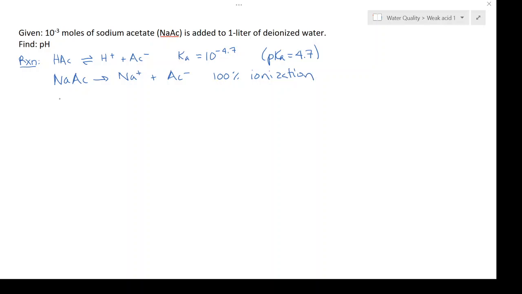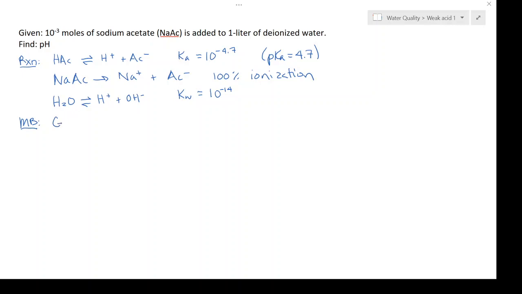The last reaction that I need to add is for water. Water is also a weak acid because it can dissociate in water, but not completely. This reaction is described by the equilibrium constant K sub W and has a value of 10 to the minus 14.